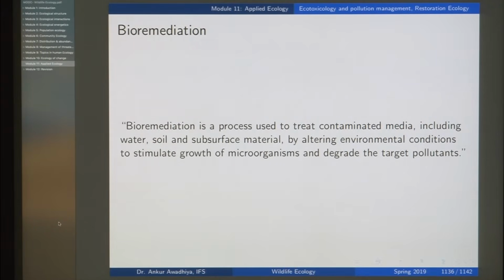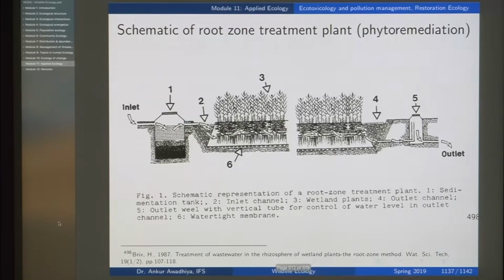Next, we looked at bioremediation, which is a process that is used to treat contaminated media including water, soil and subsurface material by altering the environmental conditions to stimulate the growth of microorganisms and degrade the target pollutants. So, in this case you are trying to increase the number of microorganisms, and those microorganisms will then act on the contaminants and degrade them to a level that it is no longer toxic.